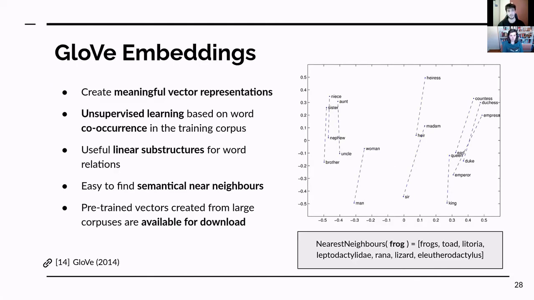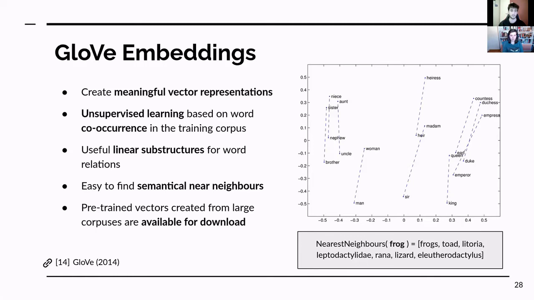So let's take a look at how GloVe embeddings work. The idea here is to create meaningful vector representations for words. And the way that this is achieved is by using an unsupervised learning method based on the co-occurrence of words in the training corpus.